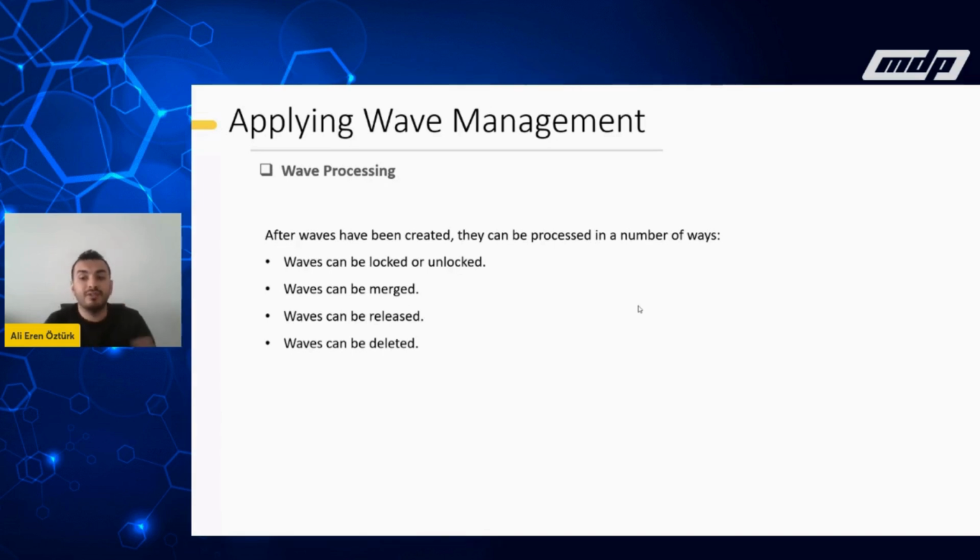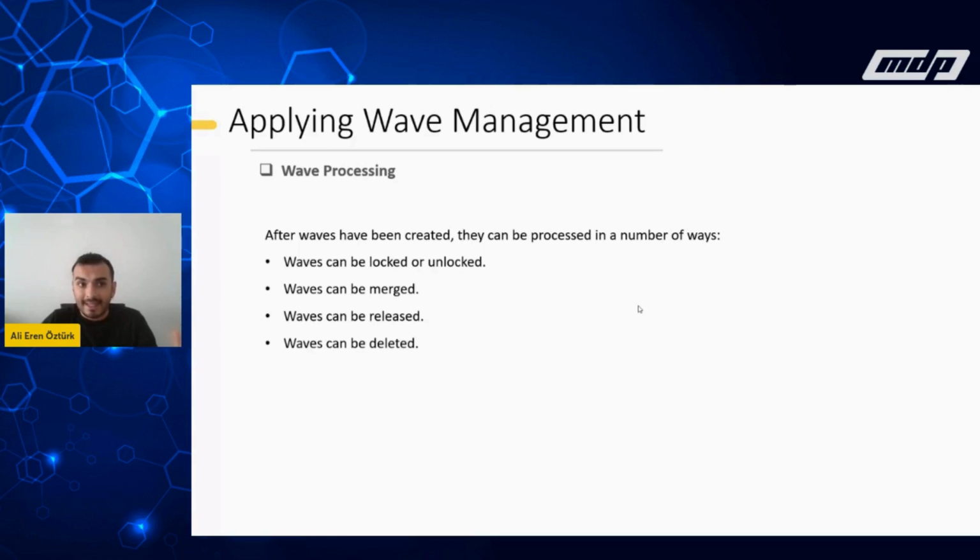So if your warehouse request items are assigned to a specific wave and you see something faulty there and you don't want to follow along, then you can delete the wave and then separately handle those assigned deliveries.